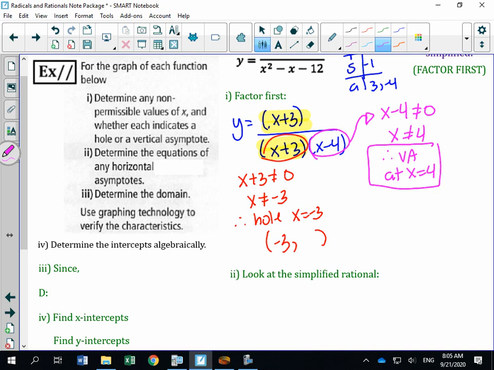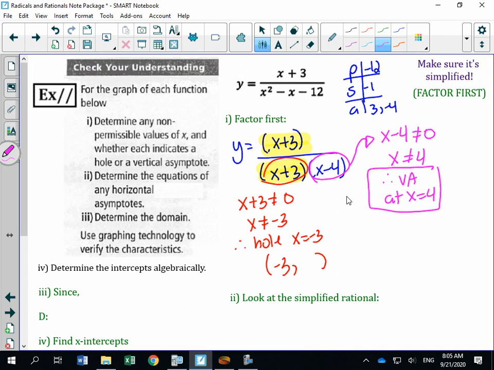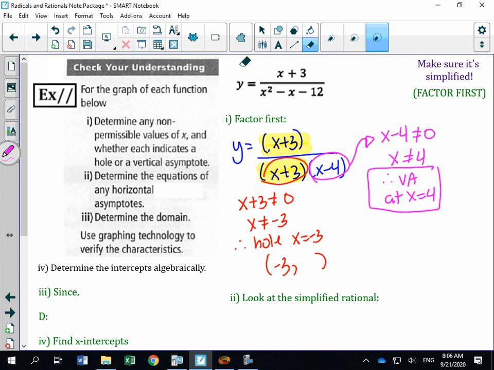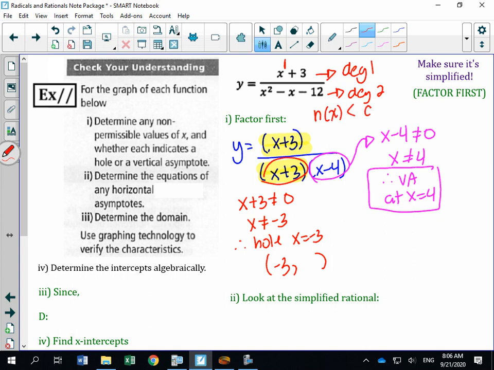Okay, let's do the horizontal asymptote. So horizontal asymptote, we need to find the degree of the polynomial. So degree of the polynomial, this is a degree 1. It's a first degree polynomial. And this is going to be a degree 2. Okay, we have the degree of the numerator is less than degree of the denominator. So you have to have that memorized. What is it if you have numerator is less than the denominator? And what that's going to be is a horizontal asymptote at y is equal to 0.